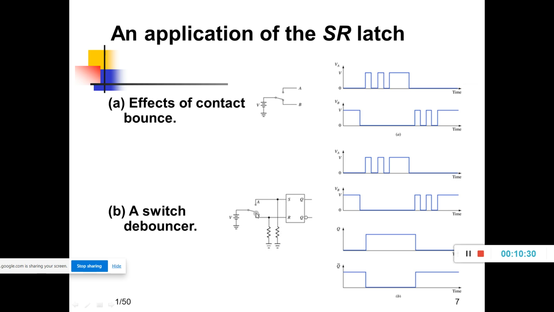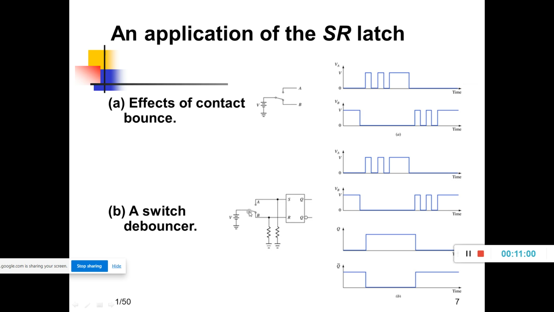So whenever the center contact moves from terminal B to terminal A, what happens? These two are in the reset condition. Because of the pull down resistors, they are connected to ground. Both are 0 0. Now when the center contact moves from B to A, the SR latch is in the reset state, so contact bounce is eliminated. It will be in the clear baseline.